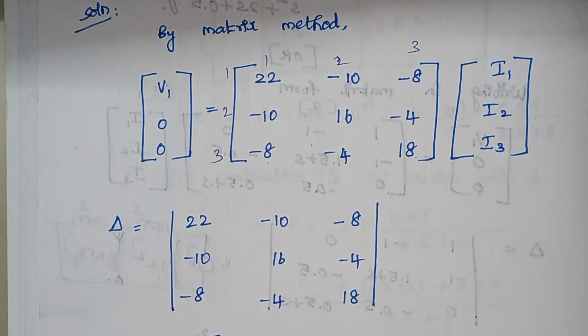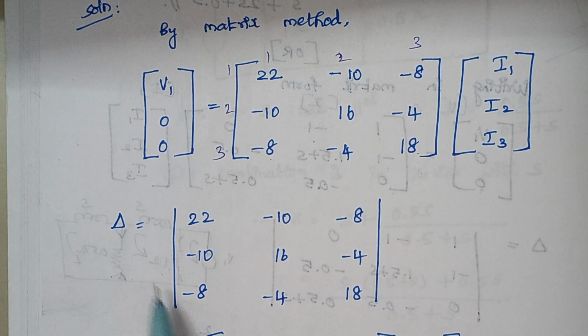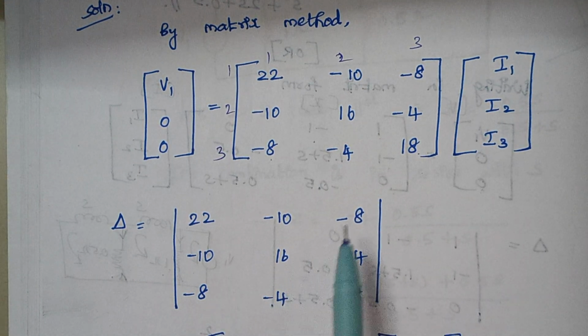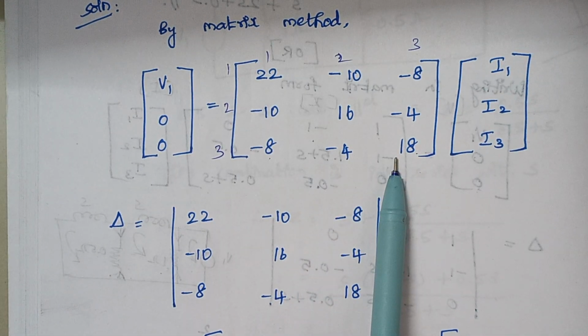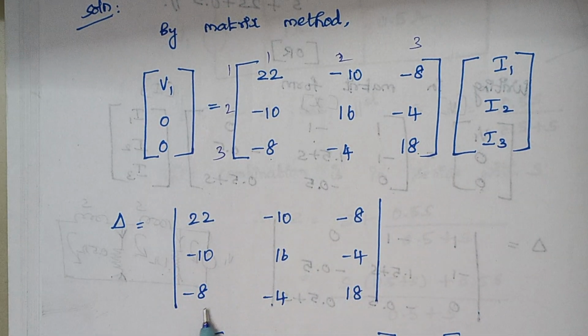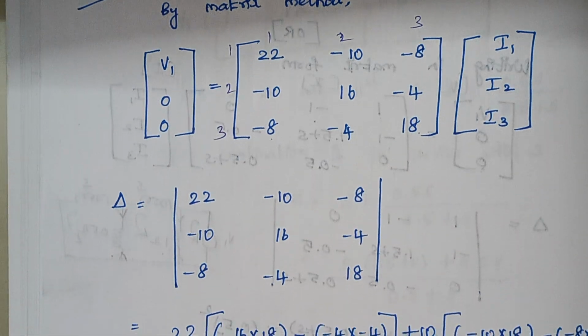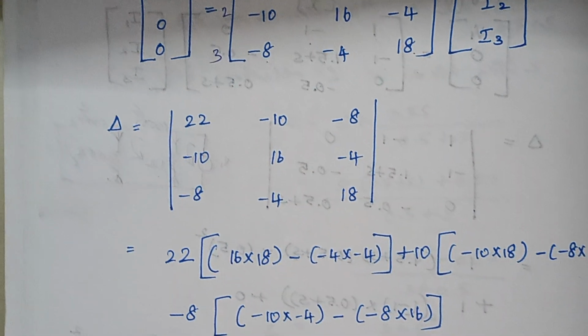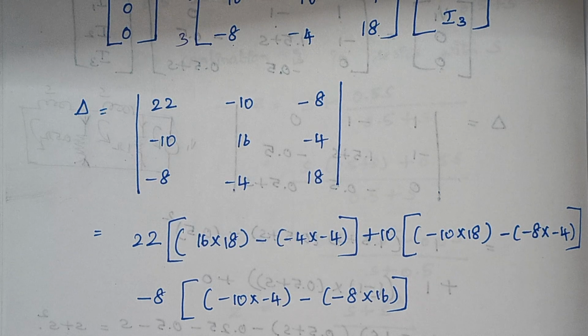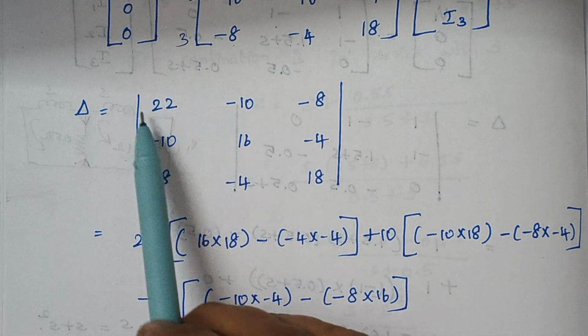Now we are going to find the value of del. Del is nothing but the determinant of the impedance or resistor matrix. So here we are going to find the value. I believe you know how to take the determinant, right? The first element is 22.